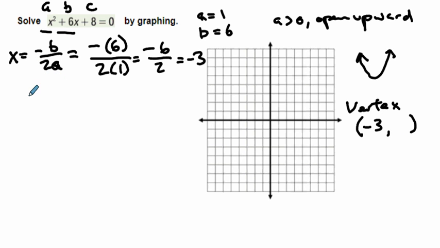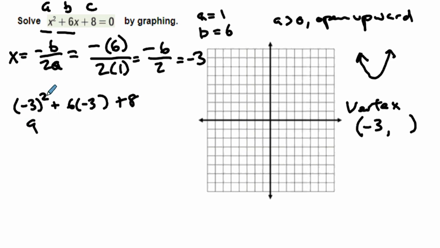Well, rather than wait, let's just find it. So we're going to take this negative 3, and we're going to put it in this equation, because that's how an ordered pair works, right? They should be a solution to the equation. So let's do this. We're going to go negative 3 squared plus 6 times negative 3 plus 8. Okay, and let's solve.